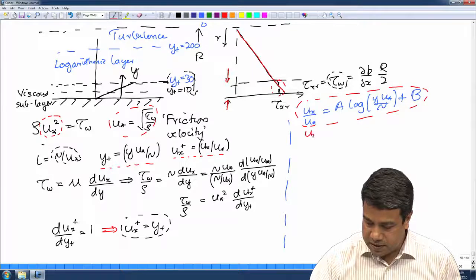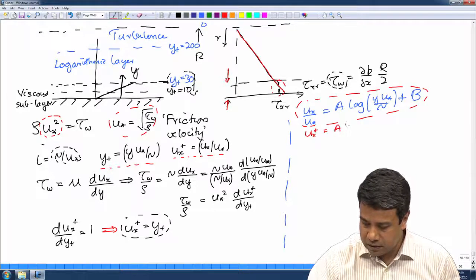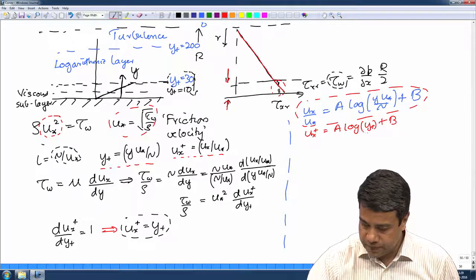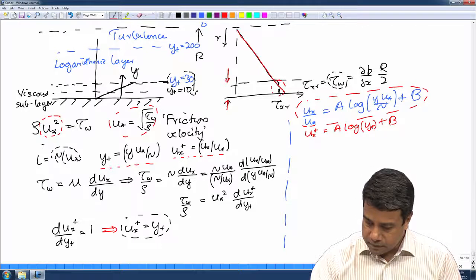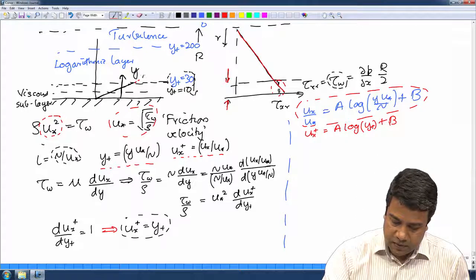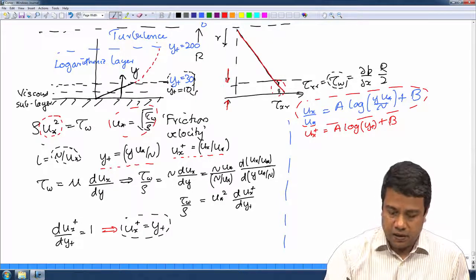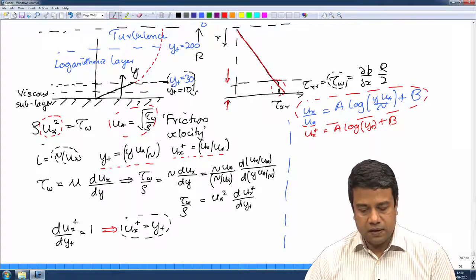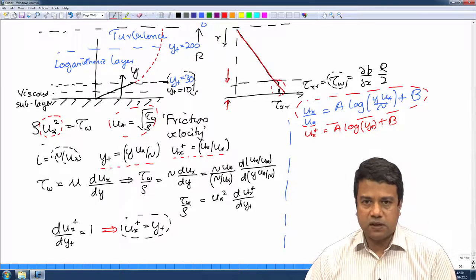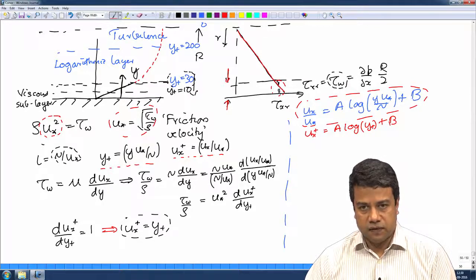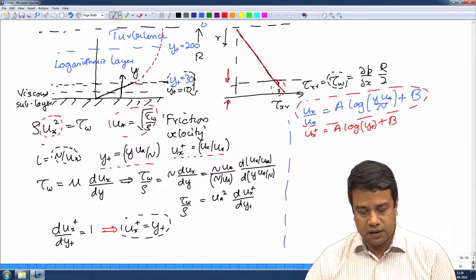So, if I express ux plus is equal to a log y plus plus b, there is this logarithmic region where the velocity profile basically goes logarithmically. And then near the center of the pipe it becomes nearly flat. This logarithmic layer varies from y plus about 30 to 200, which is the classical conventional wisdom. This is called the von Karman law for the logarithmic velocity profile in this logarithmic layer.